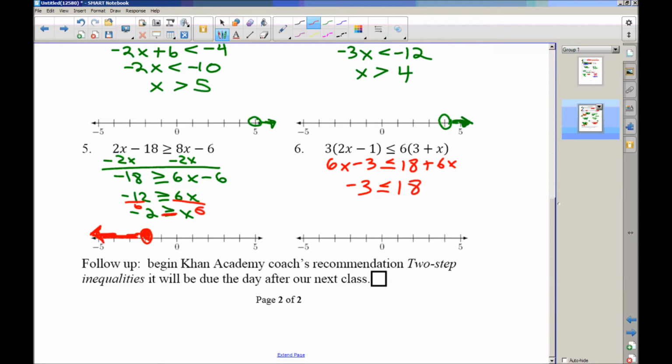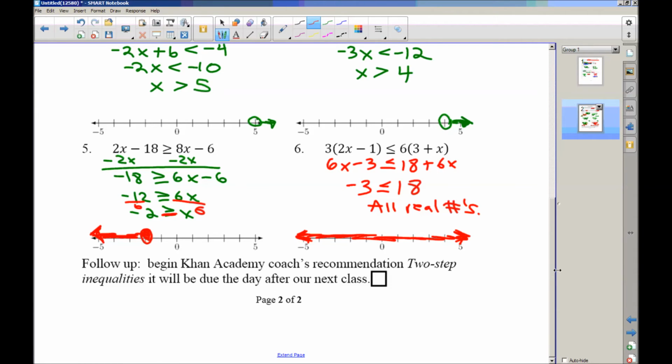When you are done solving it, if what's left is a true statement, that means everything works. If what's left is a false statement, then nothing works. So is negative 3 less than 18? Oh, yeah, it is. So all solutions work. So we would shade in everything, and our answer here is all real numbers. Just like it was when we solved and found an equals statement that was true.